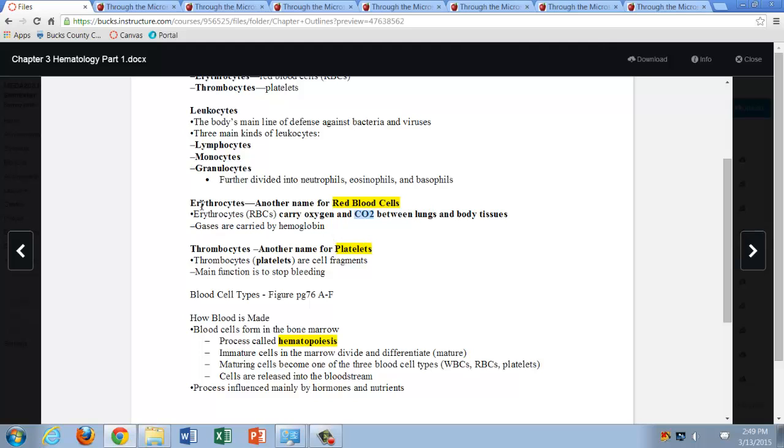So I'm going to be showing you pictures of erythrocytes or RBCs. And then thrombocytes, again, we don't usually refer to that term. We call them platelets, and their main function is to stop bleeding.